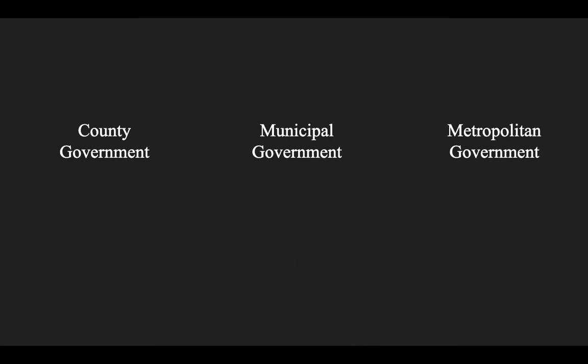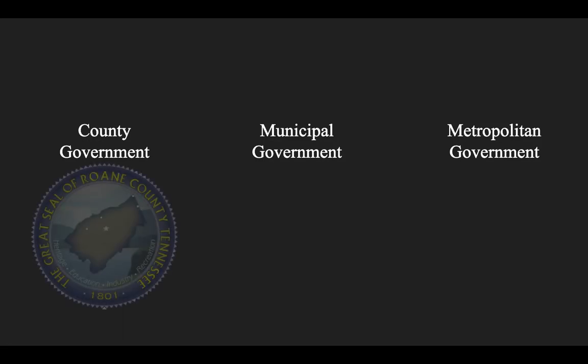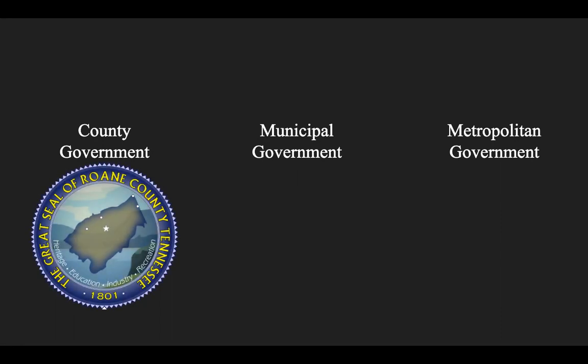Now, there are primarily three types of local governments in Tennessee. You can have a county government, a municipal government, and you can also have what's called a metropolitan government. A county government is a form of government that is responsible for the administration of both state and county laws. We have 95 counties in Tennessee, and 92 of those actually have a county government. The county's governing body is a county legislative body that's usually known as a county commission, which also has a county executive, sometimes referred to as a county mayor, that is elected by the voters.